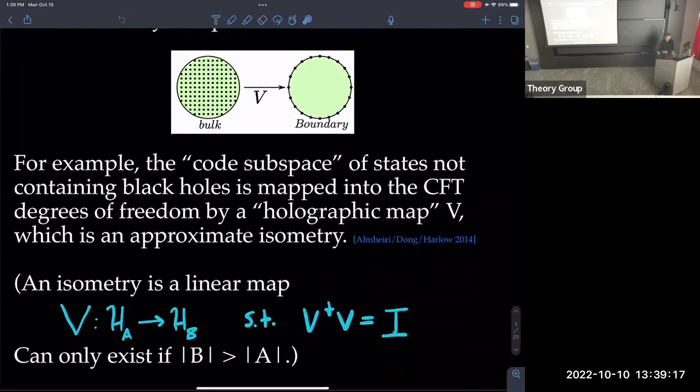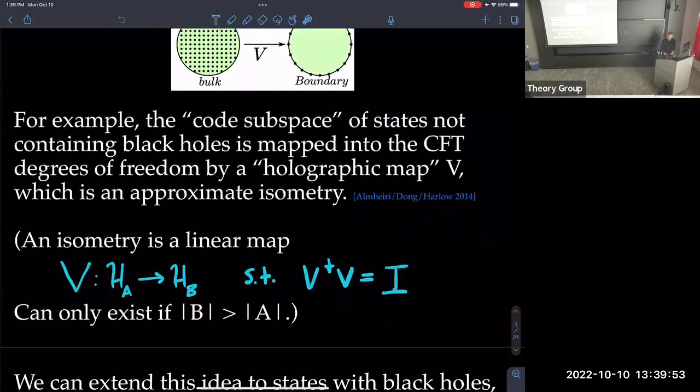And let me remind you what isometry means, because I'm going to be using it quite often in this talk. It's even in the title. So an isometry is nothing more than a linear map from one Hilbert space to another, such that V dagger V equals the identity on A. And you can argue, just from a linear algebra argument, that an isometry can only exist if the dimension of this Hilbert space is at least as big as the dimension of the input Hilbert space.